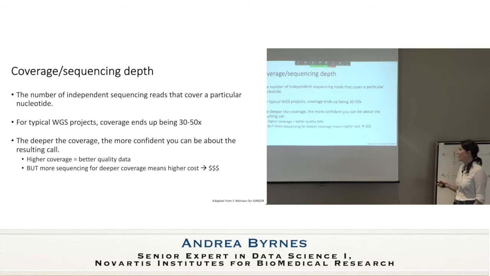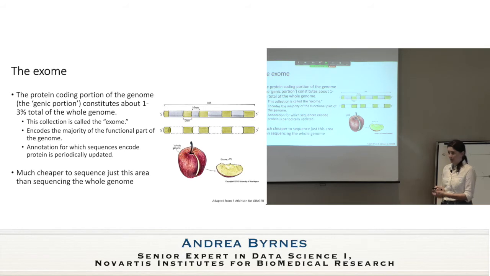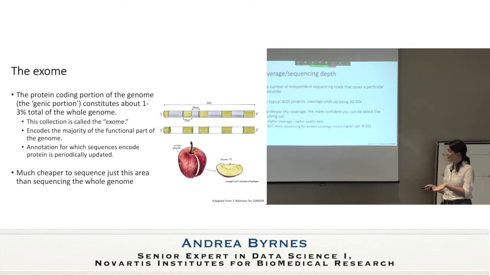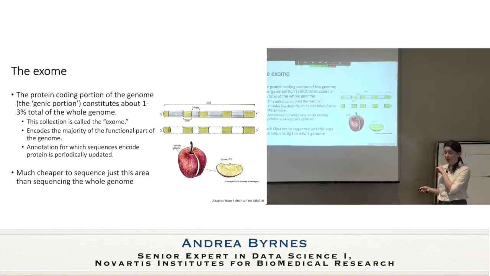The deeper the coverage, the more confident you can be about your genotyping calls, which makes sense, right? If you have more reads and you can confidently say that about half of them look one way and half of them look another way, it's very easy to make a call. Fewer reads, it's harder. And then obviously more coverage means more money at any fixed point in time. So that's next generation sequencing for genomes. I'm going to talk about exomes next, unless anyone has questions about genomes.